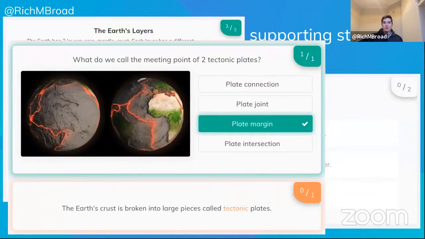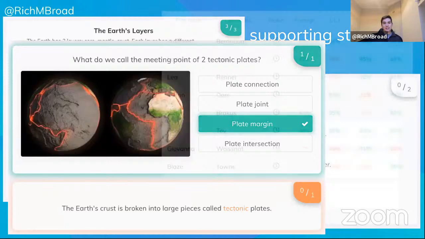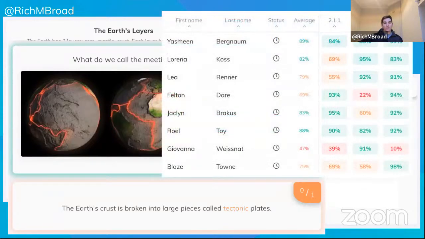But also you are able to see all that data on your account, which is then really useful for understanding what it is that your students are understanding, what it is that they're not understanding.